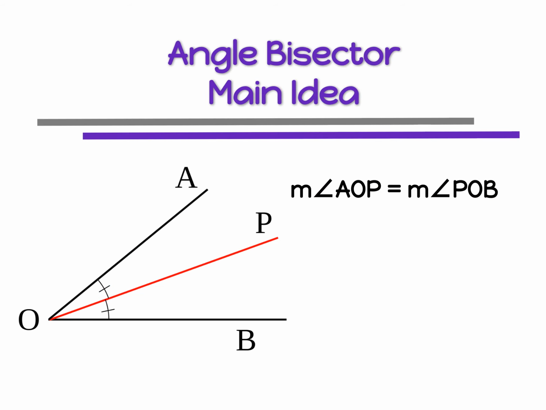The next big idea is the angle bisector. So if you remember, a segment bisector or a midpoint cuts that segment in half. Well, an angle bisector cuts our angle in half. So you'll notice here we have tick marks. We have little arcs with tick marks on them to show that the angles have the same measure. So in our case here, angle AOP is equal to the measure of angle POB.